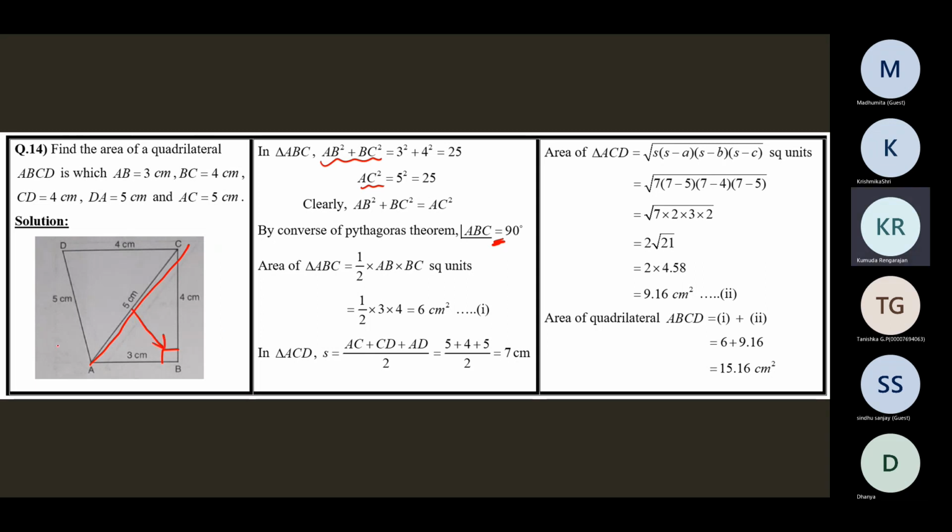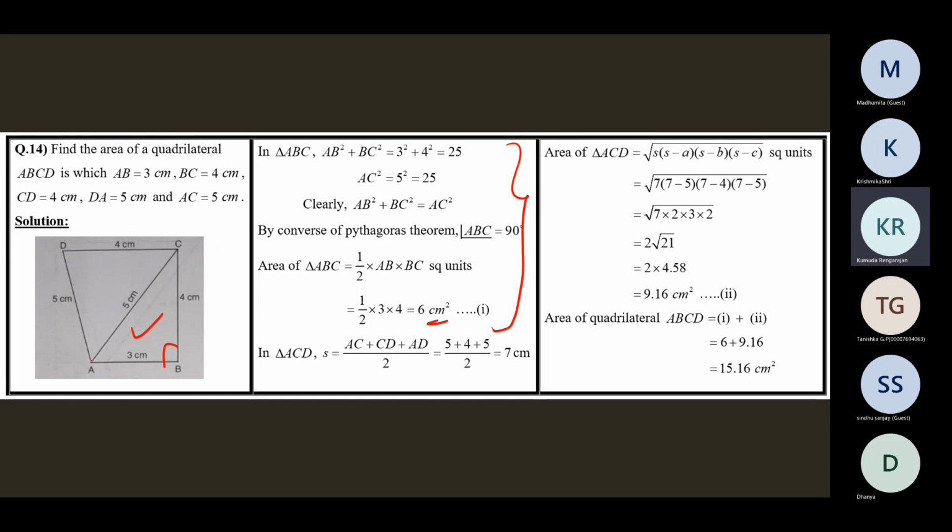So the longest side is 5 centimeters, so the angle opposite that is a right angle. So angle ABC is equal to 90 degrees. Then I found the area of this triangle using half base into height because it's a right triangle. So half into 3 into 4, 6 centimeters square. So you will think, why so much?